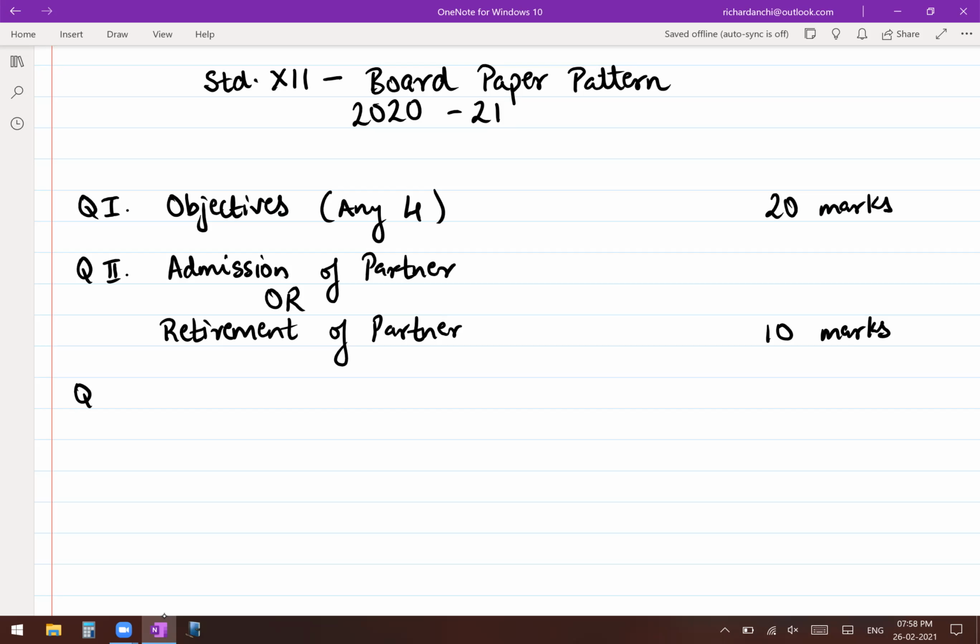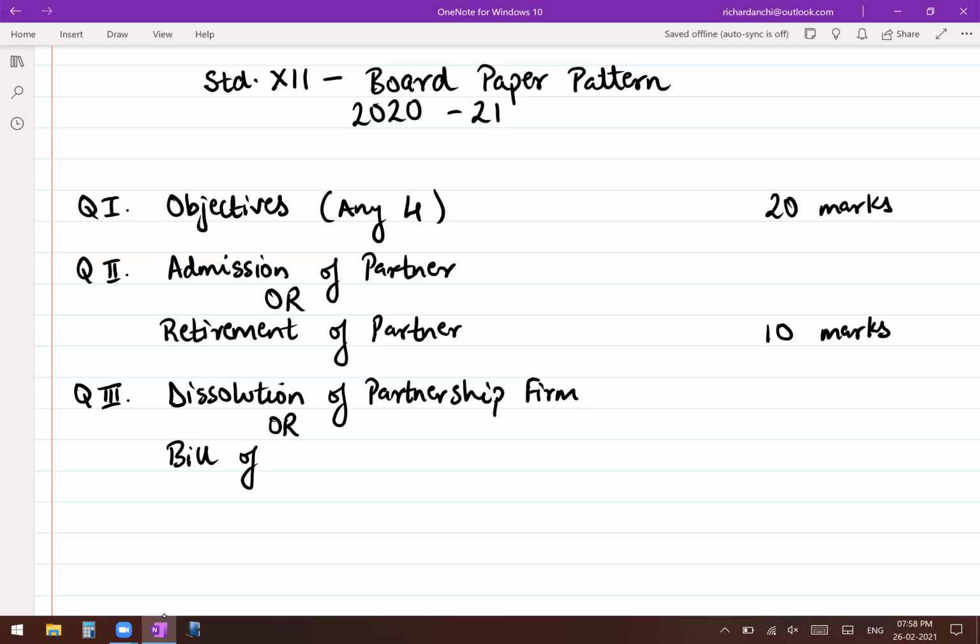Question 3 is dissolution of partnership firm. An option for this is bill of exchange. Again here, you can do the one which you know best. It is for 10 marks. If you leave bill of exchange, study the objectives. If you leave dissolution, there also study the objectives. So you know what you have to study.